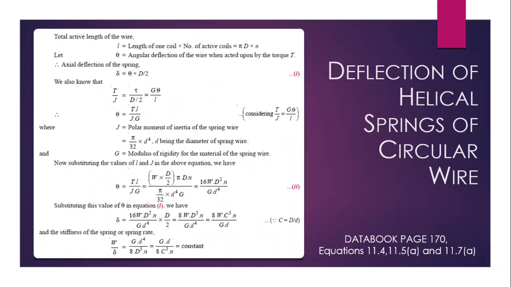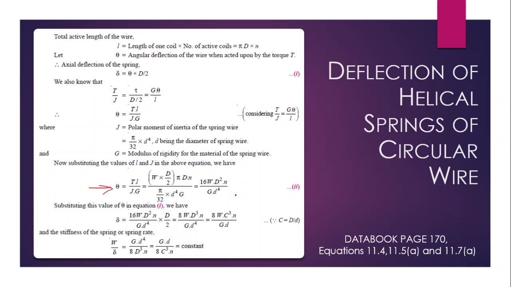Okay, then the deflection of helical springs of circular wire. Here again we know that T by J is equal to tau by R is equal to G theta by L. R is equal to D by 2, capital D by 2. That means theta is equal to TL by JG. J is the polar moment of inertia, G is the modulus of rigidity of the material of the spring wire.